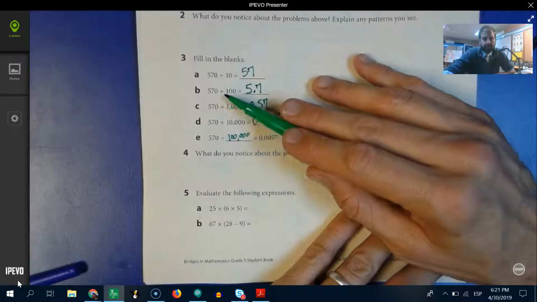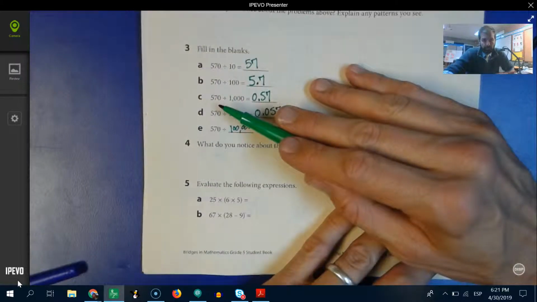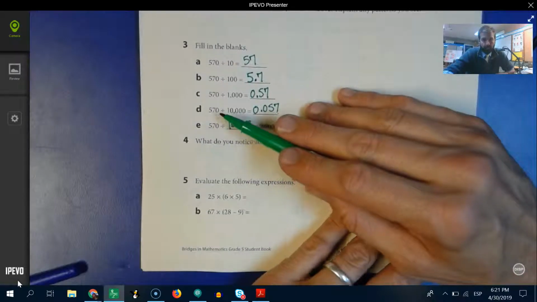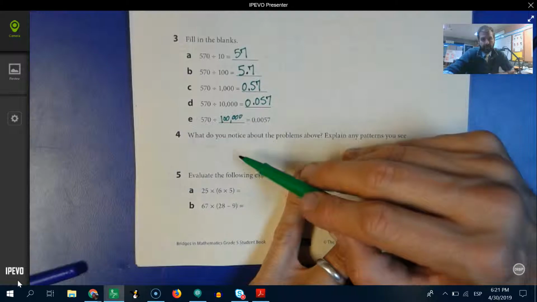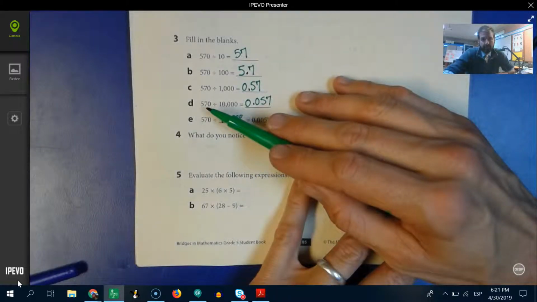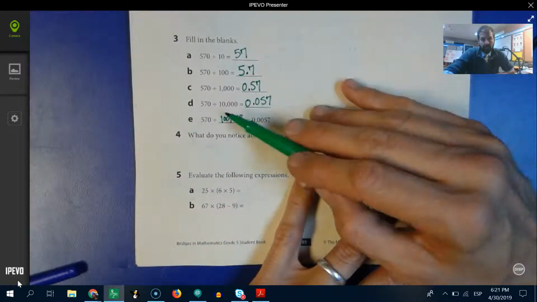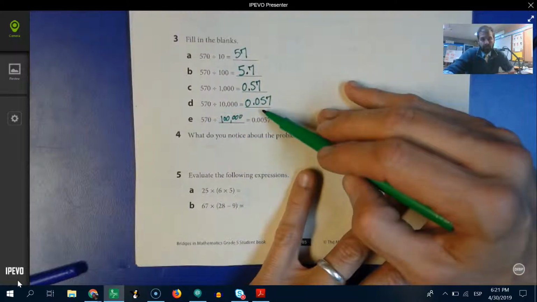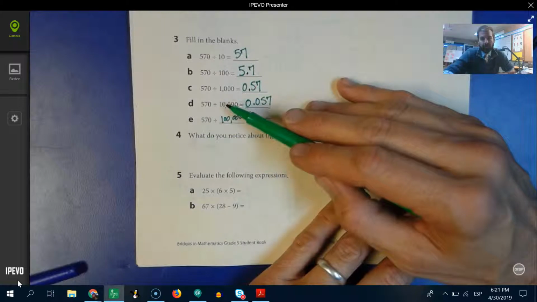So 570 divided by 100, that means both of my digits are shifting 2 place values to the right, 3 place values to the right, 4 place values to the right, and here they've shifted 5 place values to the right, and so that's 100,000. Look, 5 is in the hundreds, and it goes tens, ones, tenths, hundredths. So how many was that? 1, 2, 3, 4. It shifted 4. So the 7's shifted 4 to the right.